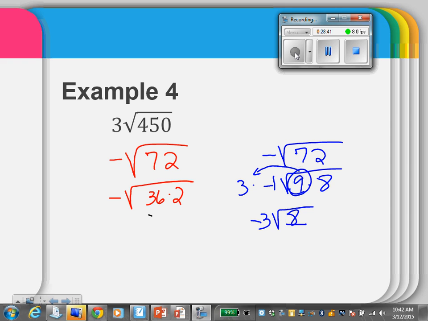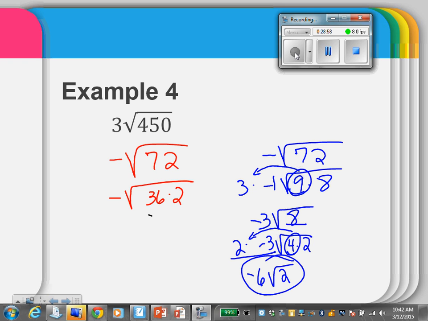So, what can 8 break down into? What times what? 4 times 2, and what's the 4's ticket to get out of jail? It's a 2, so negative 6 times square root of 2. That's your final answer. And how do I know 2 can't be broken down again?